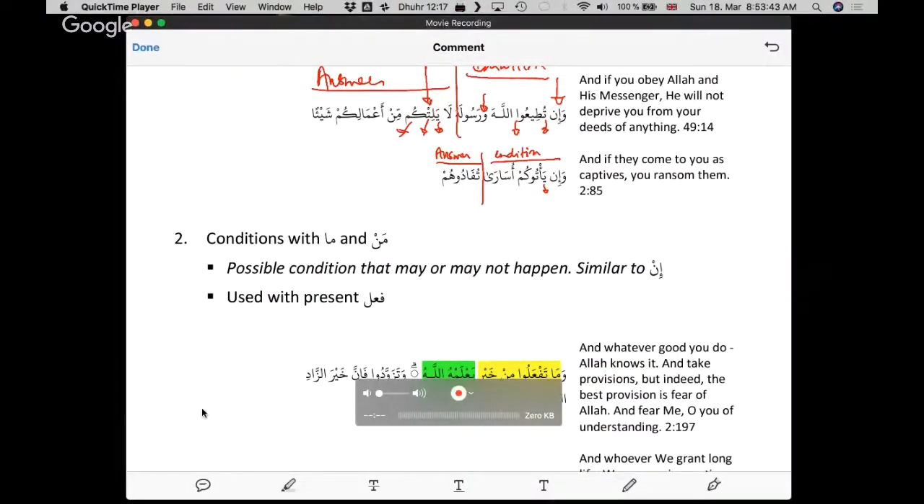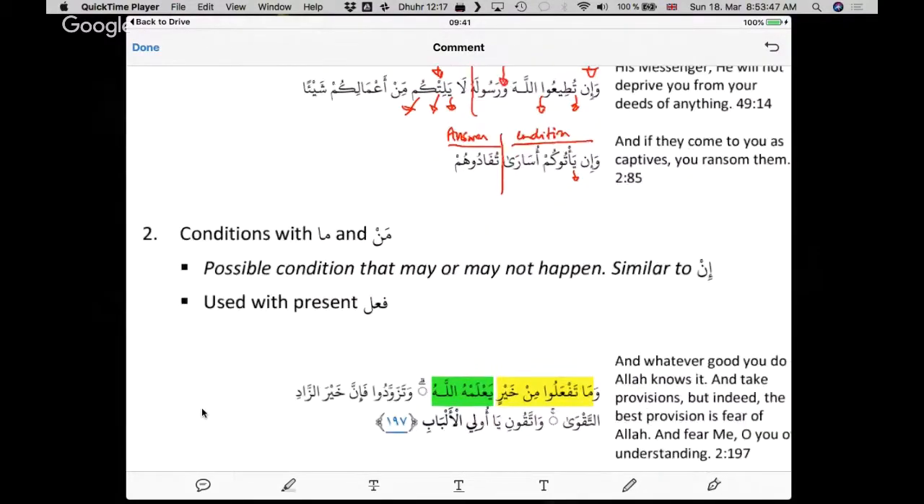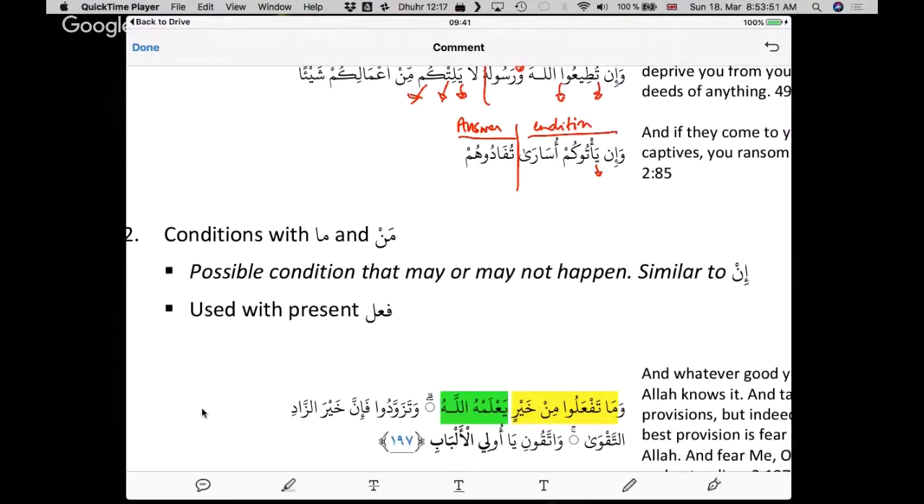Okay. So in the Quranic examples we have, as I said, it's a possible condition that may or may not happen. When we associate things with Allah, usually they happen. They are definitely supposed to happen. For example, Allah will always know. There's no way He won't know. So you won't say this is the possible condition. You will say this is a definite condition, because in that case, Allah really knows. But it's similar to in. So they will always work with the present tense, and they will always be lightest. But in the case of in, you could also have a past tense constructing the condition.